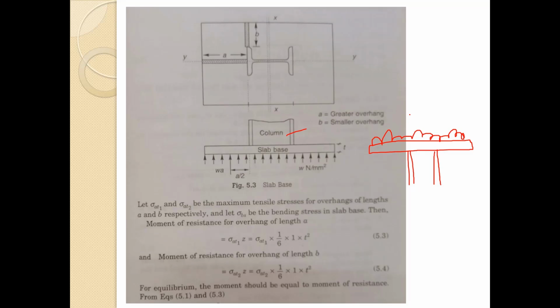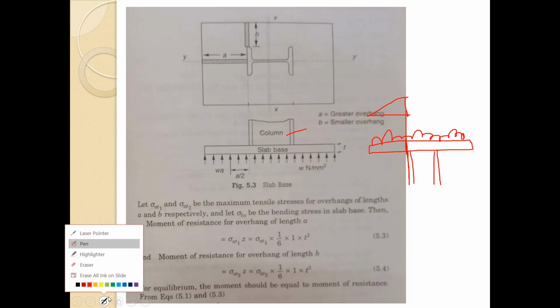If you consider this part, the maximum bending will be at this edge, at this point, because this whole part acts as a cantilever, and the maximum bending moment will be somewhat like this. So here you will get the maximum bending moment for this case. Particularly it will act somewhat like this.